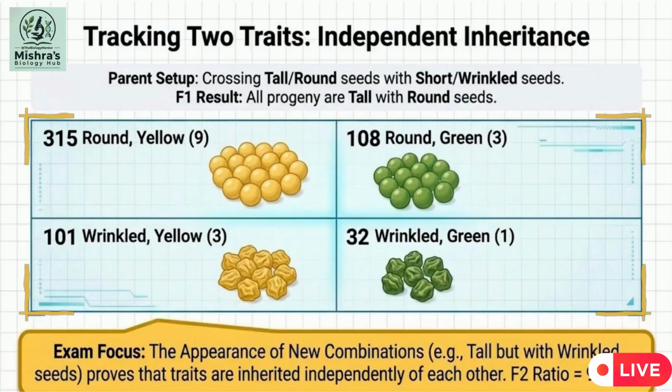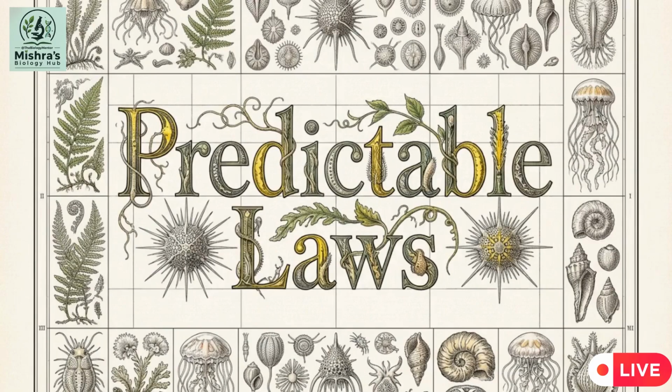Now, this 4-quadrant table expands the scope. Tracking two separate traits simultaneously, like seed shape and color, Mendel found entirely new combinations, like wrinkled yellow seeds. This proved individual traits are passed down independently, forming a strict 9-to-3 to 3-to-1 ratio. Genetic inheritance is a highly organized system governed by predictable mathematical laws.